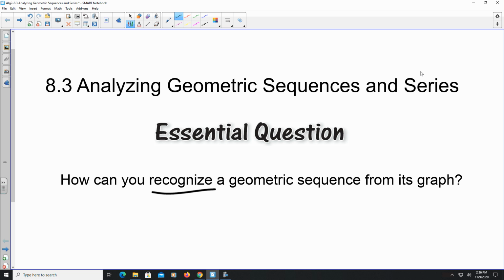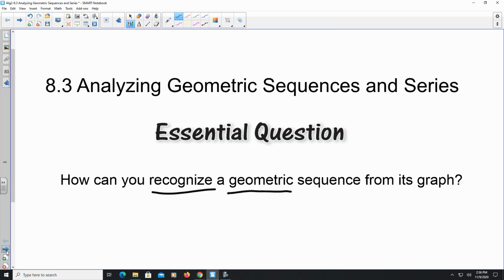Now, in today's lesson, we're going to be looking at a geometric sequence where you are going to have what is called a common ratio, which means that if you took the second term in the sequence and divided it by the first term, you would get the same answer if you took the third term and divided it by the second term.